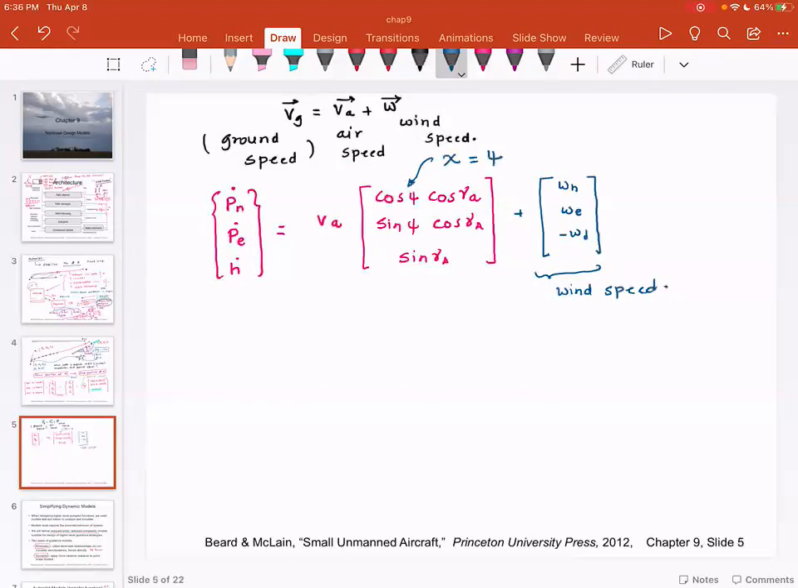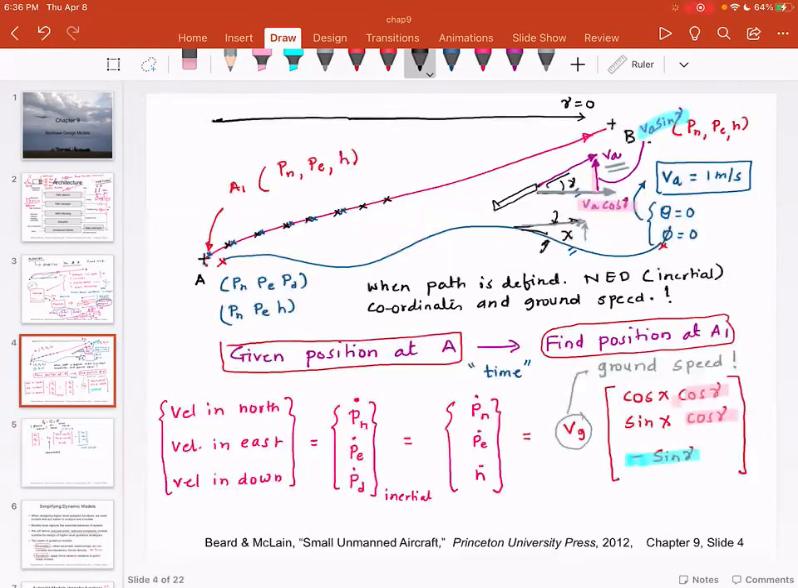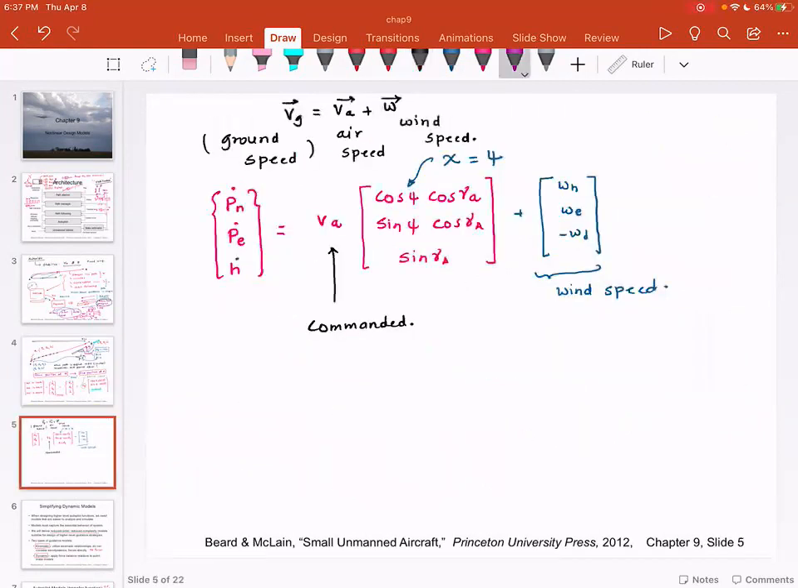So at this point, the question is, can we find PN dot, PE dot, and H dot? And the answer to that question is yes, because VA is commanded. So you want your autopilot to first and foremost stabilize. And the fundamental purpose of stabilization is to maintain a certain airspeed. Now, chi is actually the course angle. But for UAVs, especially UAVs flying at slow speeds, chi can be approximated with heading.